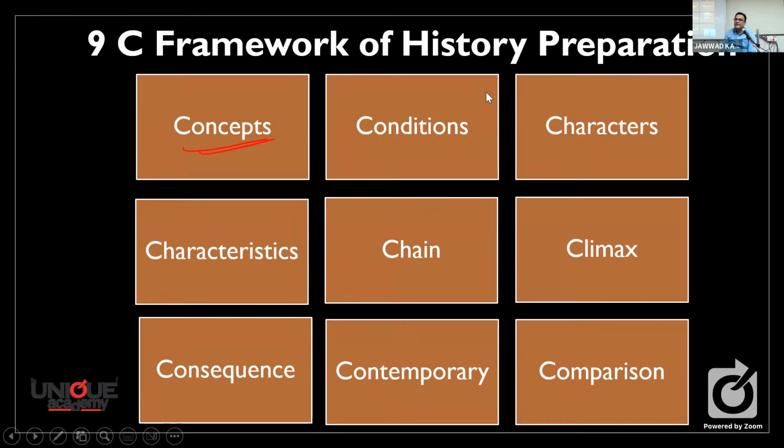Concepts. Second is conditions. Whatever happens in history is in the background of certain conditions. Political, social, economic, cultural वगैरह conditions होती हैं. Unless we understand the conditions, we are not able to understand the choices that people make in those conditions. Human beings will always be going through this cycle. We are faced with a set of conditions. In those conditions, we make certain choices.